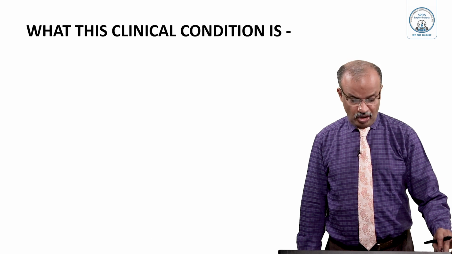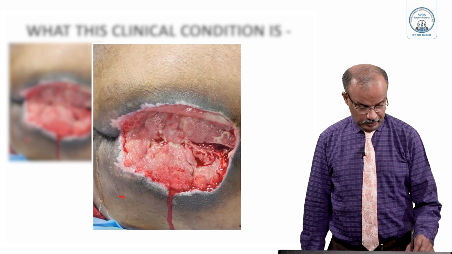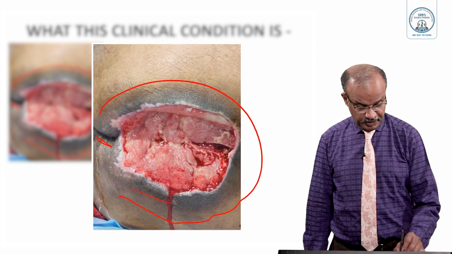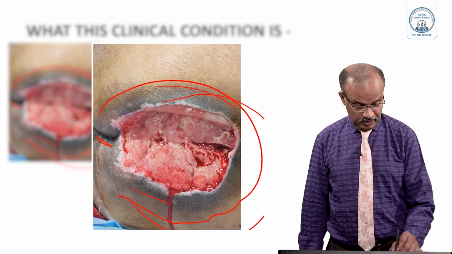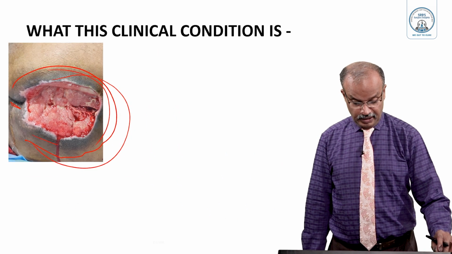Hello everyone. Today we'll discuss a common clinical condition, very common, especially in old people, bedridden patients, spine injuries, spinal disease, and so on. So, what is this clinical condition? Look at this. It is the sacral region, and you can see there is a deep lesion, an ulcer as such. So, what is this clinical condition?